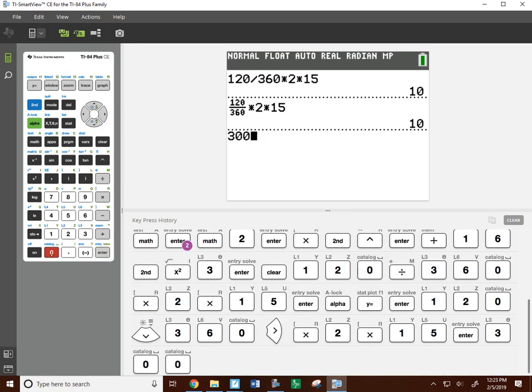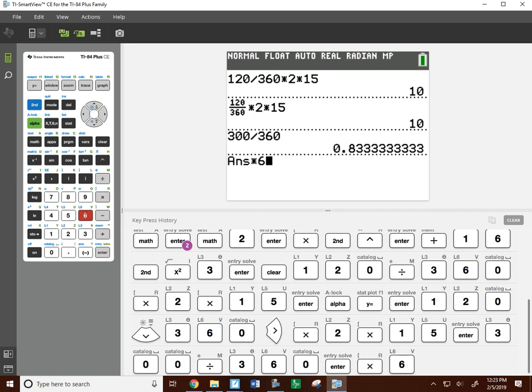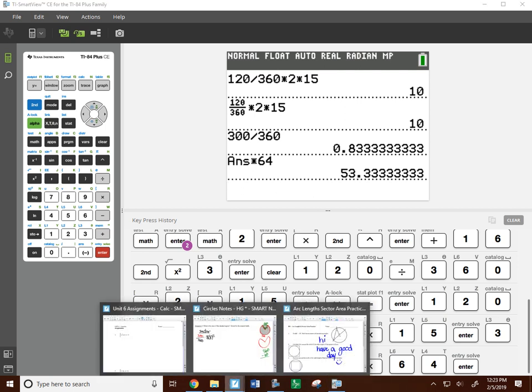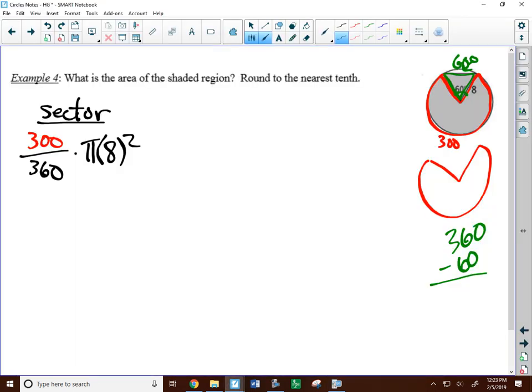Do this one. So 300 divided by 360, and then times 8 squared, so it'd be 64. So that's fine. Your calculator might say a fraction. You could do decimal. It doesn't matter. I'll do what it did here. 53.3 repeating pi. Don't forget the pi on that.